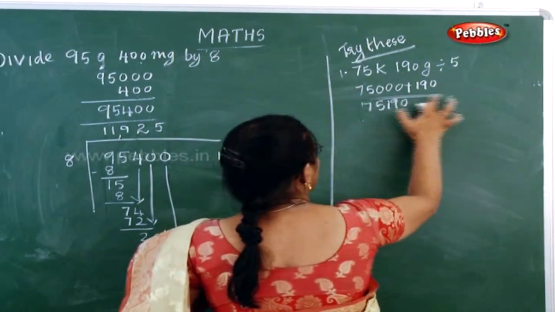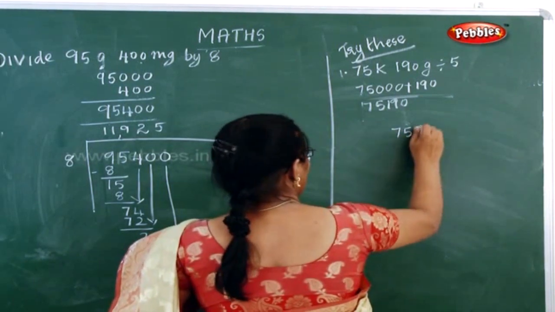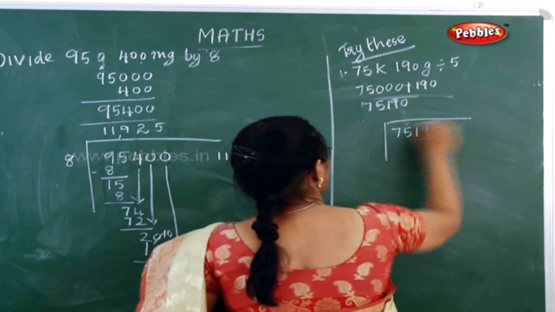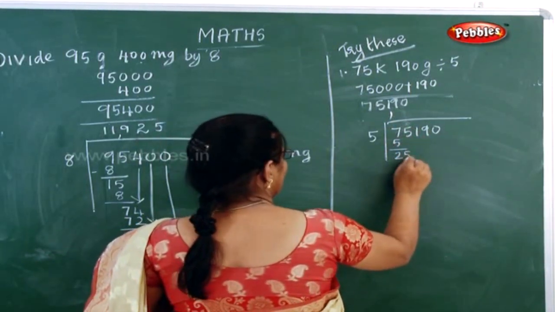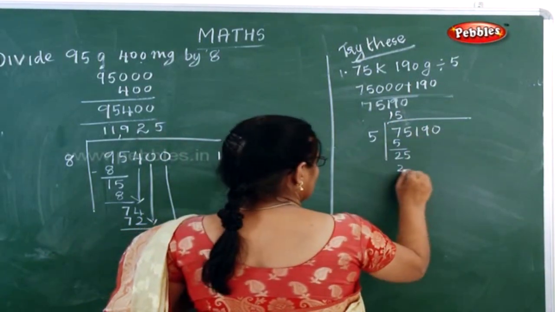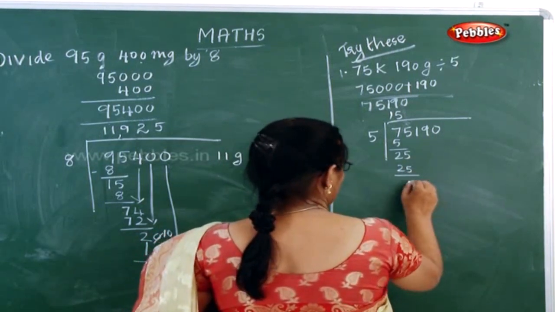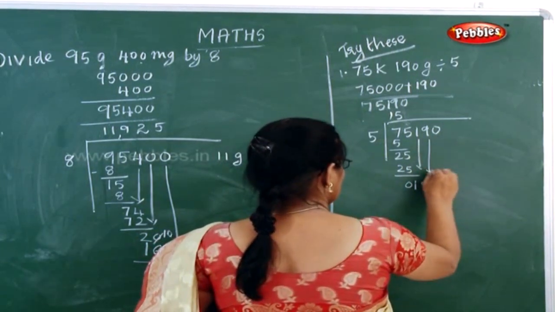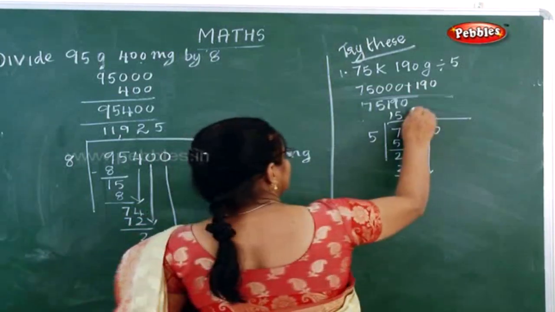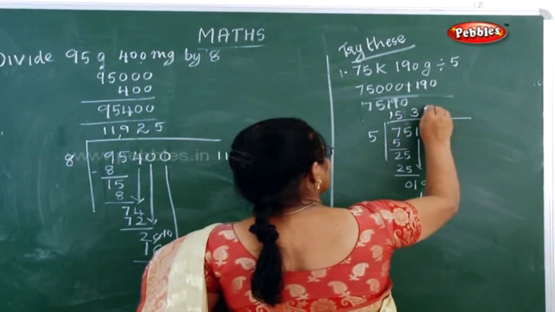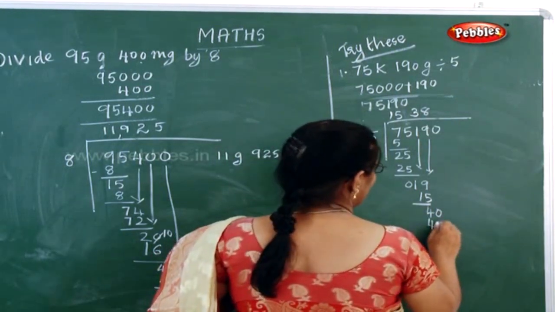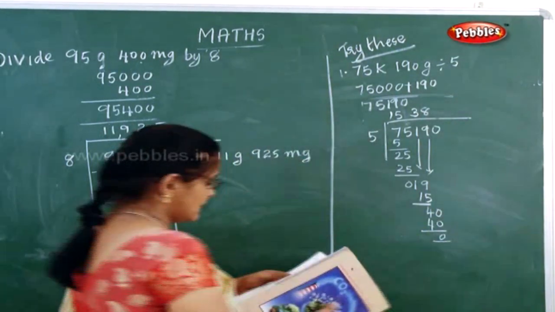Then you have to divide it by 5. 75,190 divided by 5. 1 time 5, 2 5, you will write here 5. Then 19, because this 0, this 19. 19 means how many times? 3 times 15, 4, 8 times. Is it clear? 40.